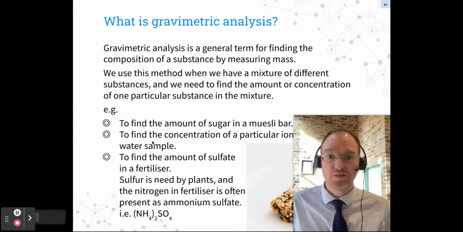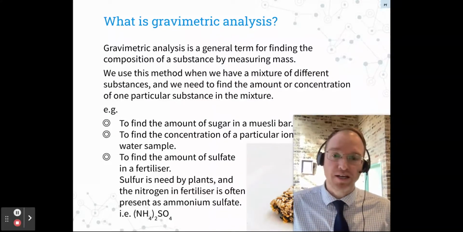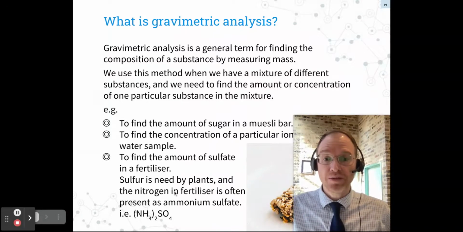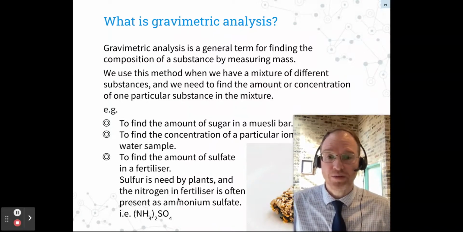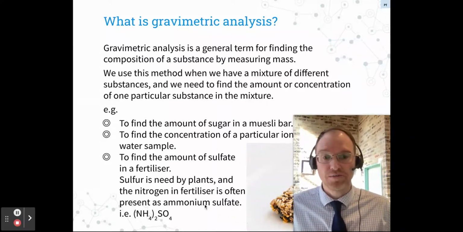And these second two often come up in questions, even in the old syllabus. And sulfate in fertilizer is a good one because plants need ammonia, and the ammonia is often there as ammonium sulfate, and plants need sulfur as well. And if you can find how much sulfate is in there, you often know how much ammonium is in there as well.